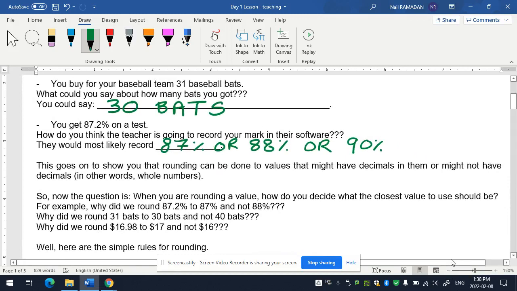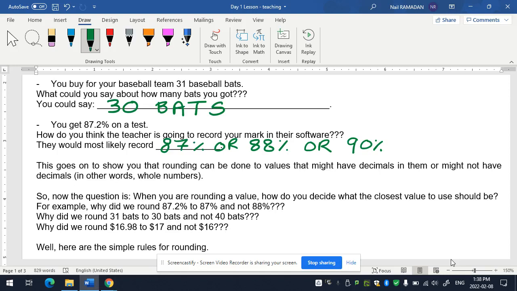All right. So this goes on to show you that rounding can be done to values that might have decimals in them, like this guy, or no decimals, like whole numbers, like this guy. 31 doesn't have decimals. Well, it shouldn't. I mean, you can't really buy 31 and a half bats. You would just be either 31 or 32. Okay. Some things come in whole parts, and some things could come in decimal parts.